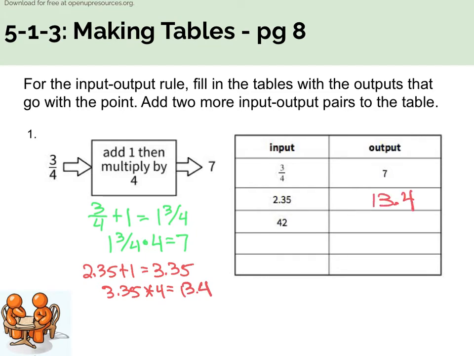Then let's try 42. We say 42 plus 1 is 43. Then we're going to take the 43 and multiply it by 4. And our answer is 172. So I'm not going to fill in the last 2 boxes of the table because I don't know what numbers you did. So I'm going to go on to number 2.